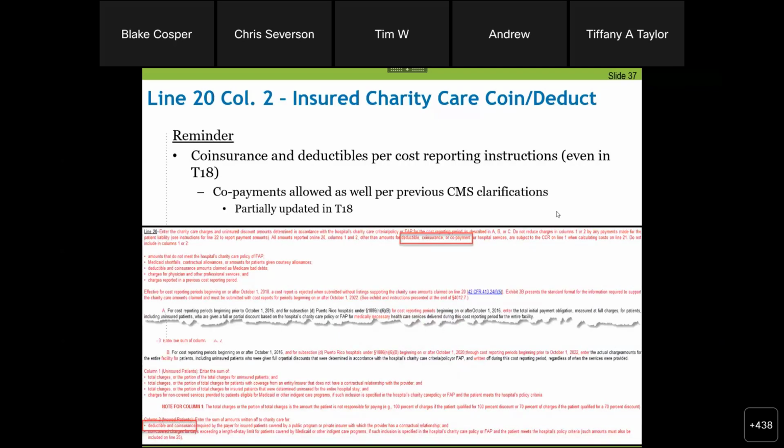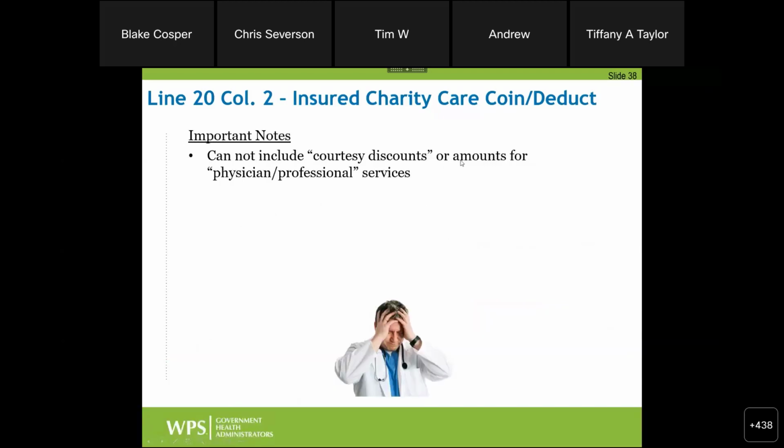Here's just a little slide about where they added co-payment up here in line 20. But then if you look down into some of the details, they just say deductibles and co-insurance. It doesn't matter. We're allowing co-payments. We already talked about how, just like column 1, we cannot include courtesy discounts or physician professional services.